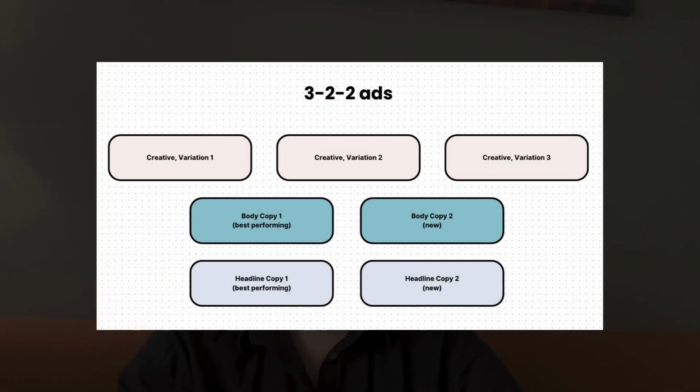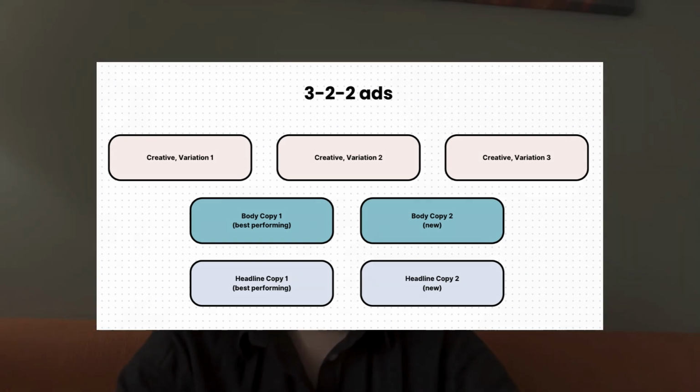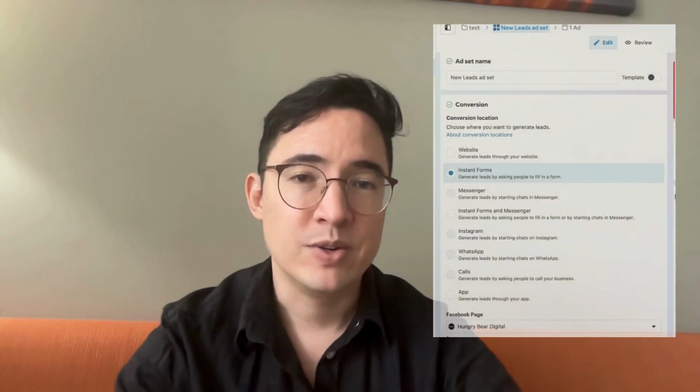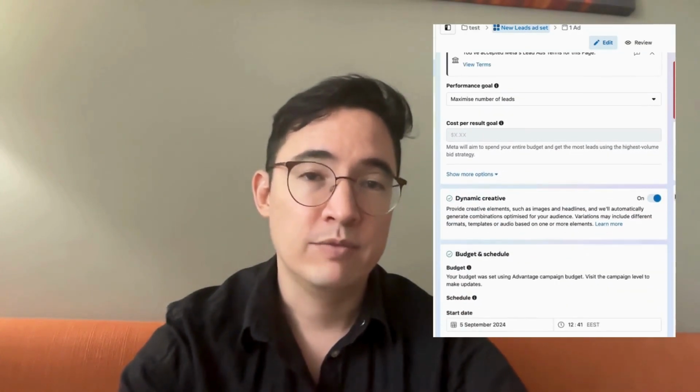The next thing you want to do is use an ad technique called 3-2-2. It means three creatives, which have a variation in each creative but are basically the same idea, two headlines and two body copies. The way you do this is by using ad sets with dynamic creative turned on. Dynamic creative is a setting on the ad set that allows you to create one ad inside the ad set, but that ad can have as many creatives and body copies in it as you like, and it will dynamically A/B test it on your behalf.